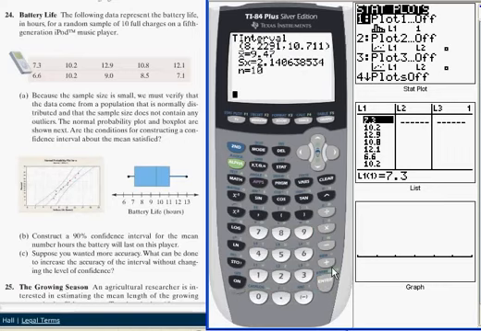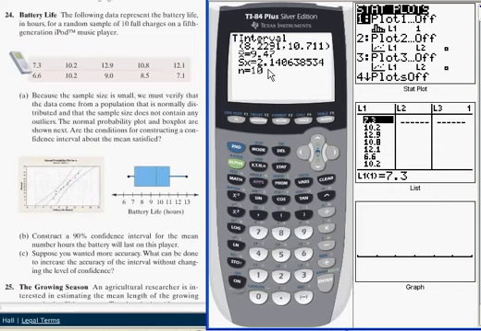And what's really nice about this is it does everything for you. First you've got your 90% confidence interval, 8.2291 to 10.711. Your sample mean is computed, 9.47, as well as the sample standard deviation, and then it confirms that you entered 10 data points in your list.